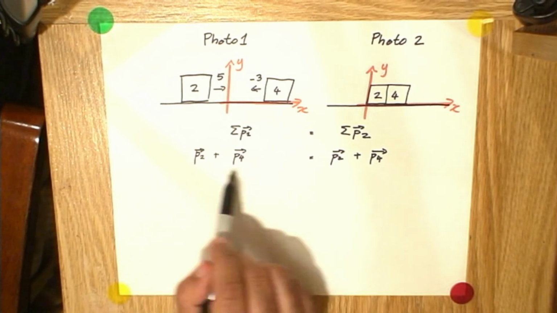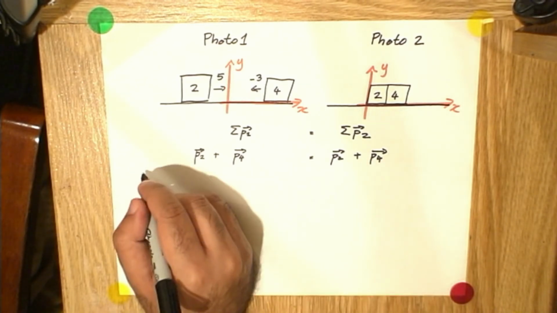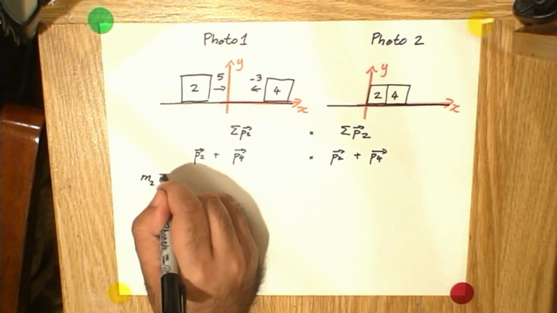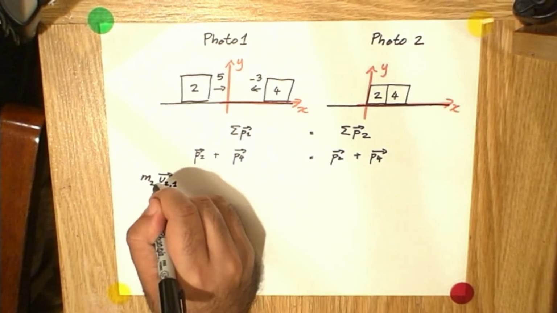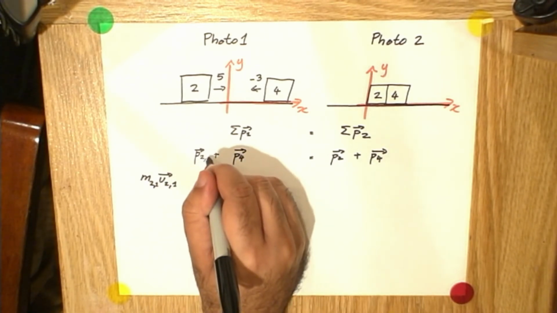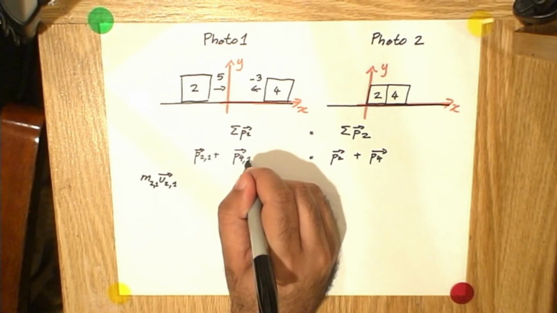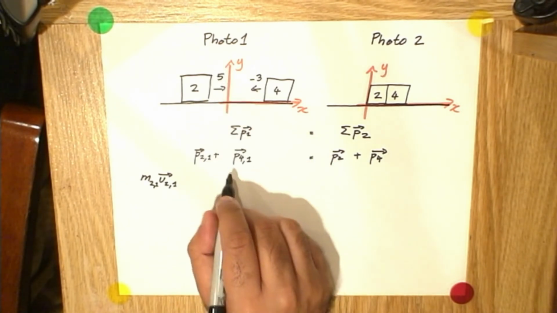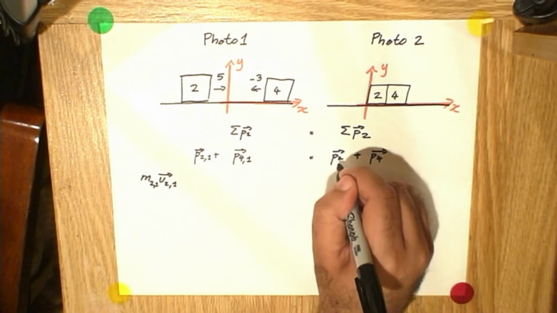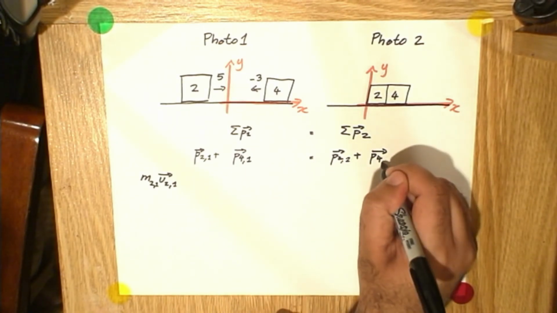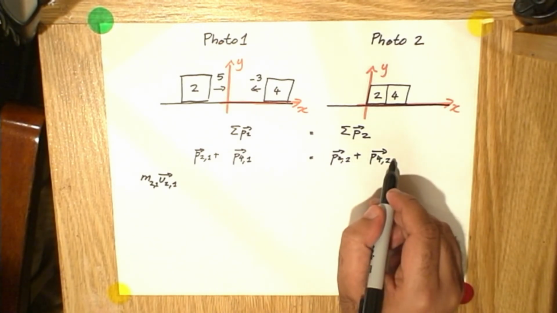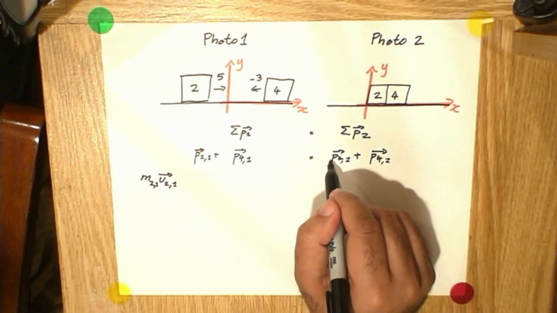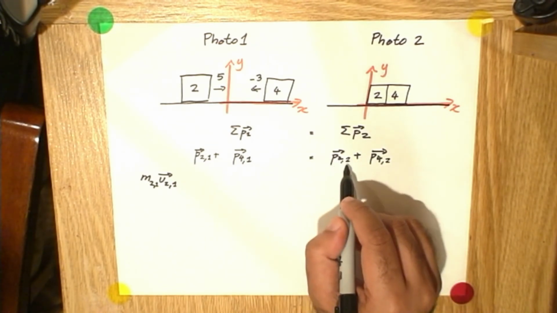Now, let us expand this out still further. The mass of the 2 kilogram object times the initial velocity of the 2 kilogram object. So if we want, we can symbolize it like this: the momentum of the 2 kilogram object in photo 1 plus the momentum of the 4 kilogram object in photo 1, equals the momentum of the 2 kilogram object in photo 2 plus the momentum of the 4 kilogram object in photo 2. So now it's unambiguous that we're talking about the momentum of the 2 kilogram object in photo 2.